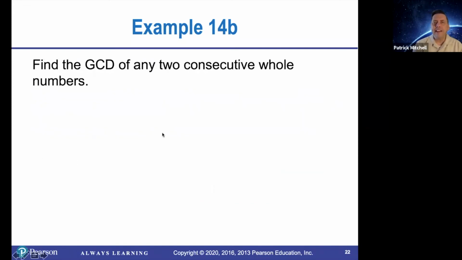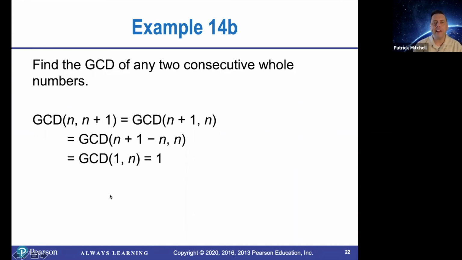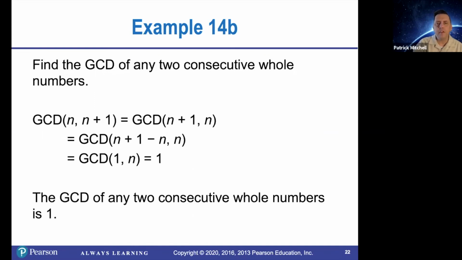All right, the GCD of any 2 consecutive whole numbers, using the theorem that I just mentioned. So if you take the GCD of n and n plus 1, replace the n plus 1 with the difference of n plus 1 and n, and that's 1. So it's going to be the same as the GCD of 1 and n, which is, of course, going to be 1, no matter what n is. So the GCD of any 2 consecutive whole numbers is 1.